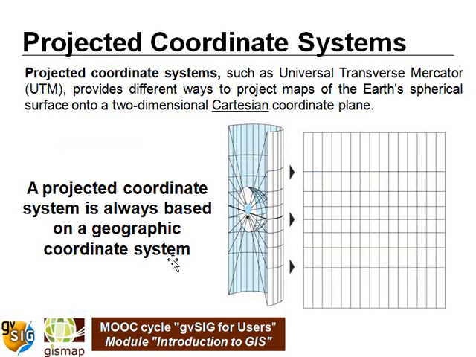We have as well, as I told before, the projected coordinate systems. Imagine if you put a lamp inside the sphere and then you switch it on: you see the image of what is on the sphere projected onto the two-dimensional system. So the projected coordinate systems, such as, for example, the most used, Universal Transverse Mercator, provide a different way to project maps of the Earth's spherical surface into a two-dimensional Cartesian coordinate plane. And remember that a projected coordinate system is always based on a geographic coordinate system.